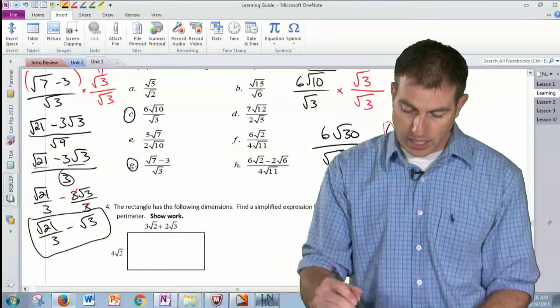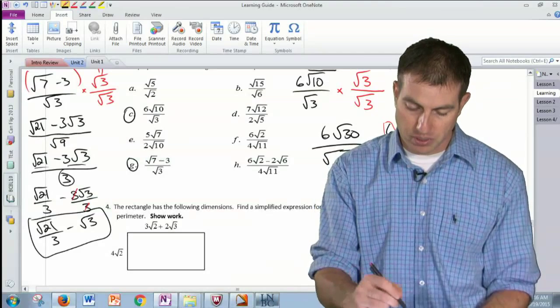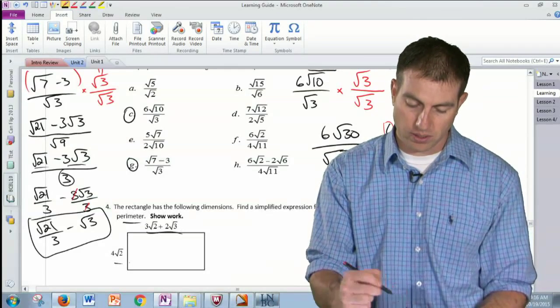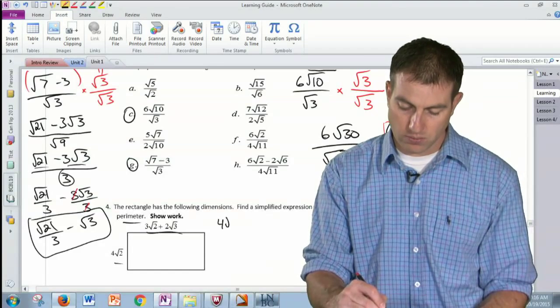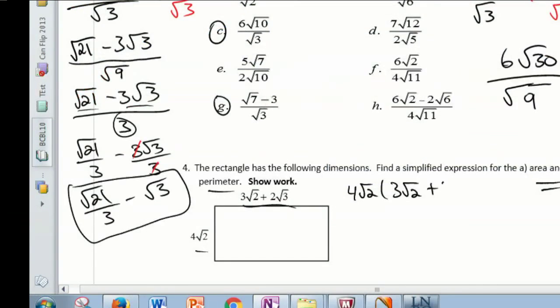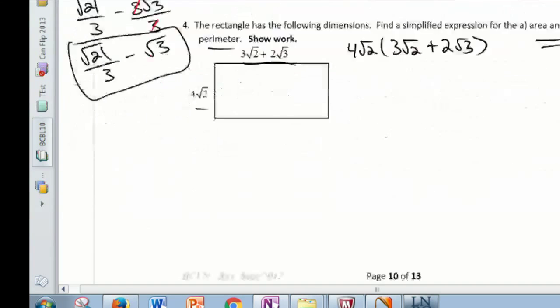We're finding the area and the perimeter. So area is just length times width. If I wrote the question as 4 root 2 times 3 root 2 plus 2 root 3, you're just going to distribute for the area, length times the width, and you should be good there.